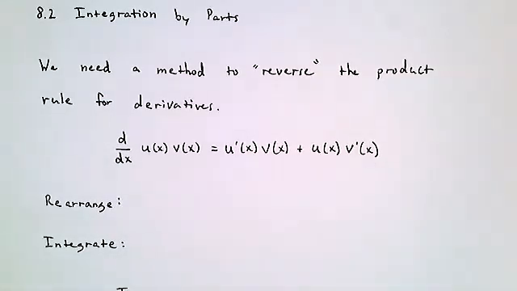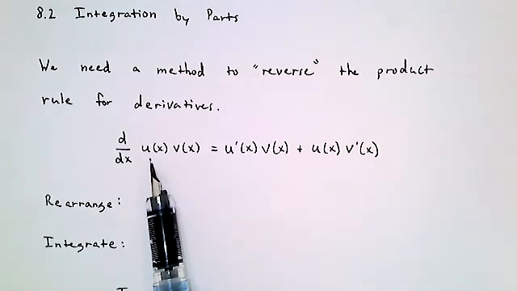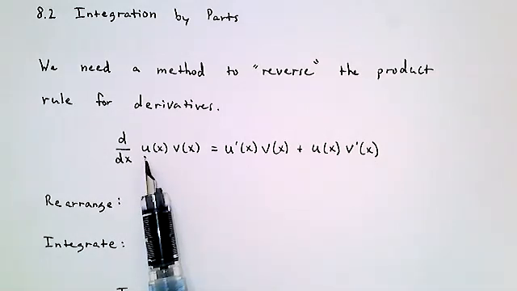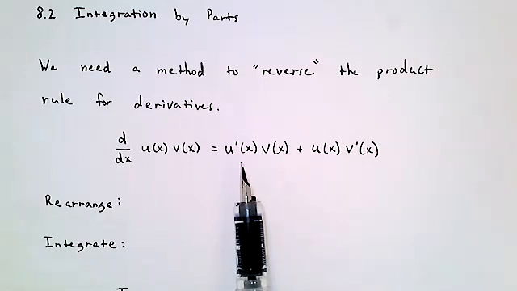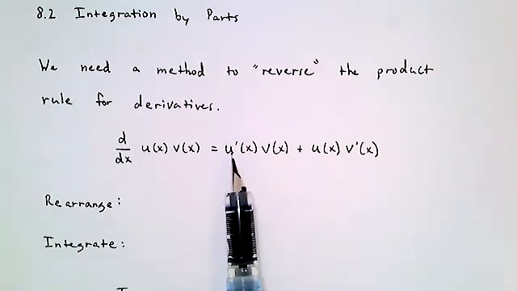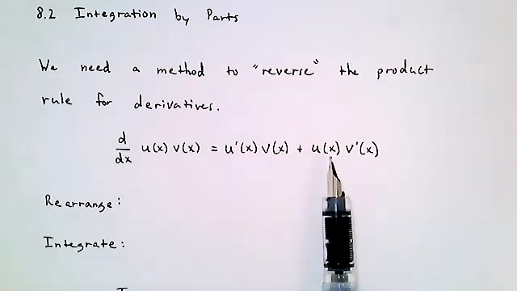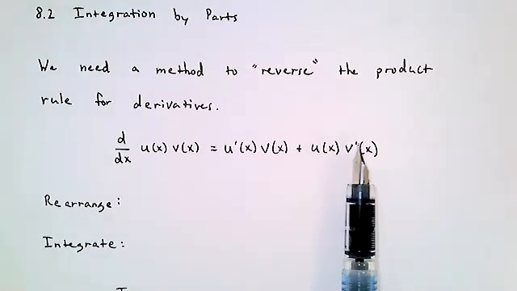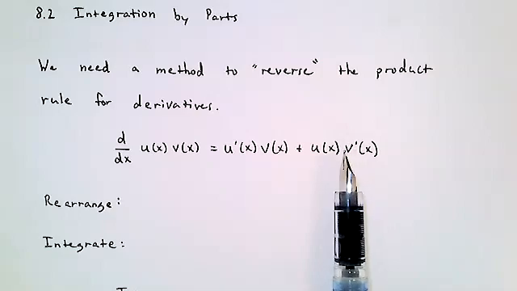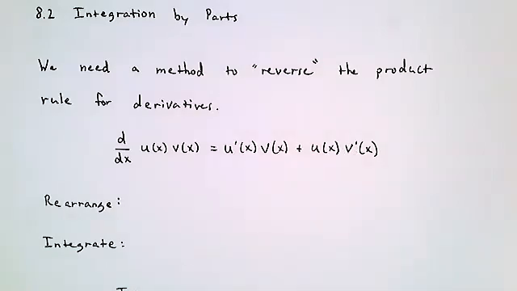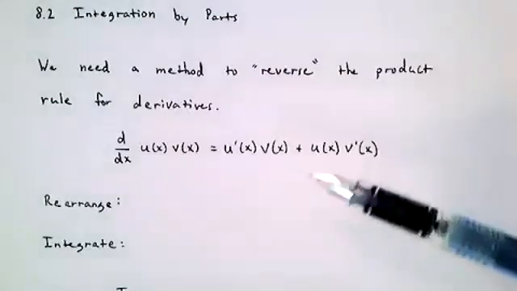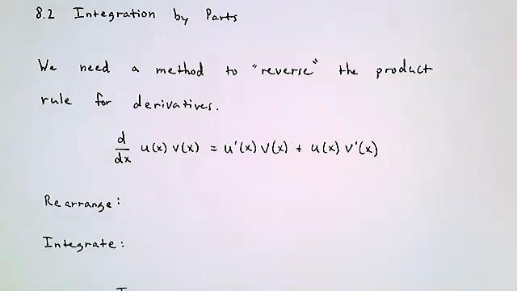And here I've just written it out. So the derivative of two functions, u of x times v of x, is equal to the derivative of the first function, u prime, times the second function, plus the first function times the derivative of the second function, v prime. And what we're going to do is a little bit of rearranging, and then we're going to integrate both sides of the equation.